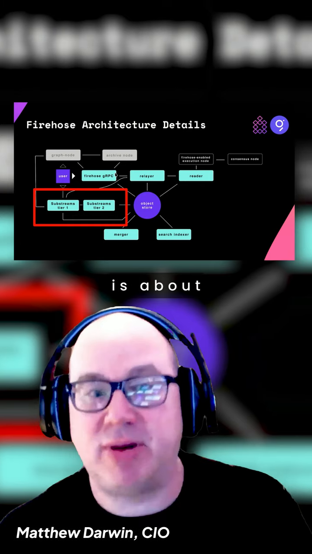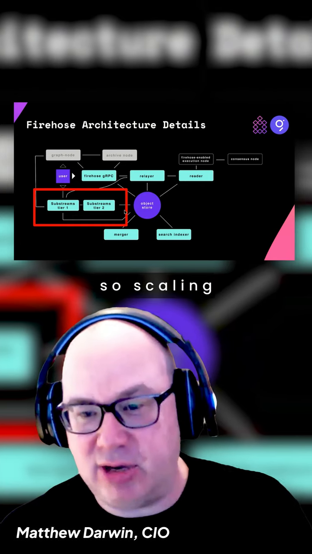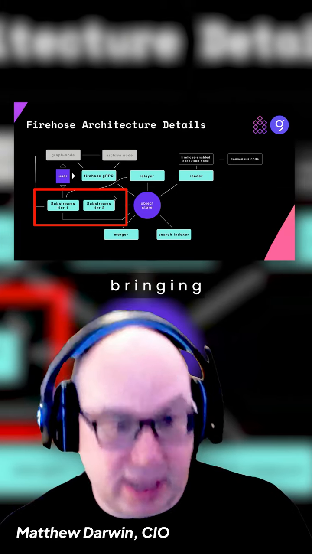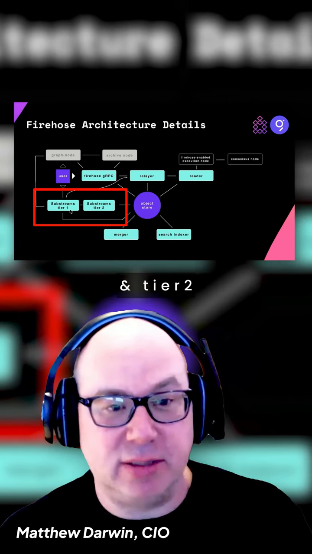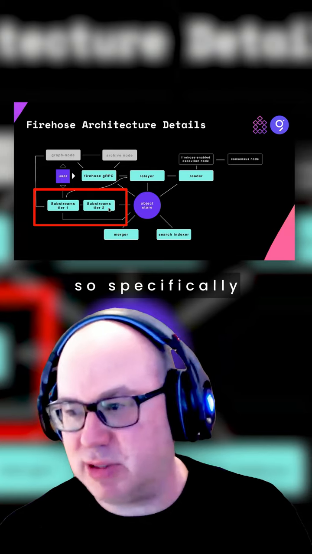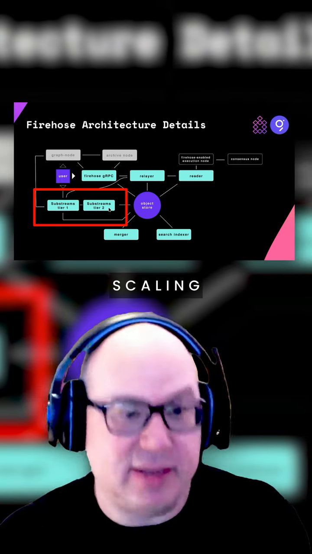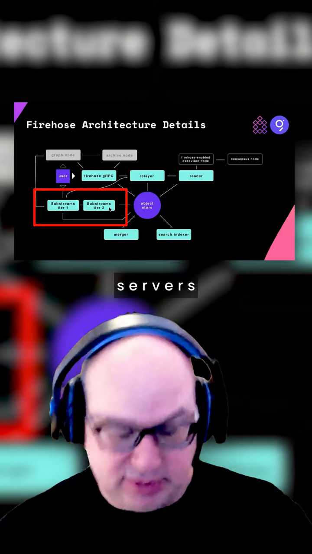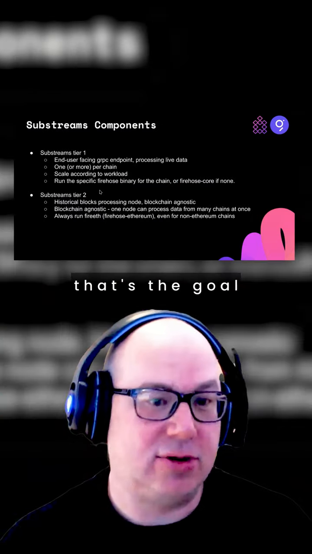Today's presentation is about scaling. So scaling, you can't just scale one, right? If we're talking about scaling, we're talking about bringing substreams tier one and tier two to multiple machines. So specifically, we're talking about horizontal scaling. Horizontal scaling means scale it across multiple servers. All right, so that's the goal here today.